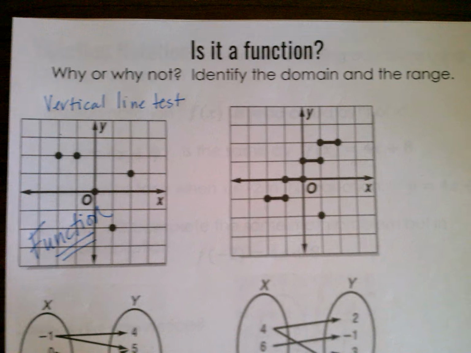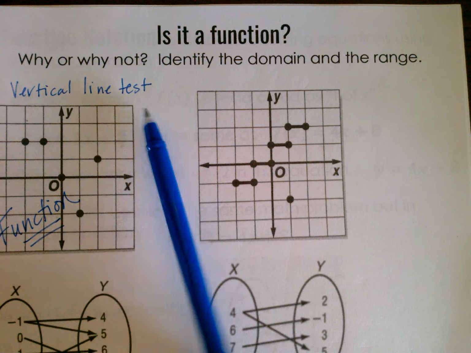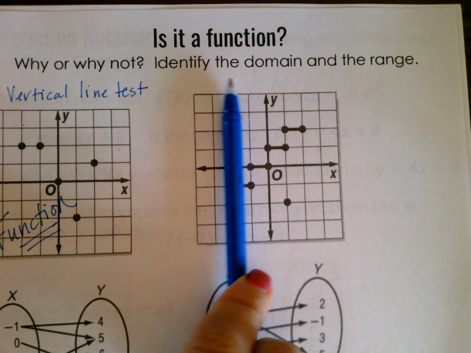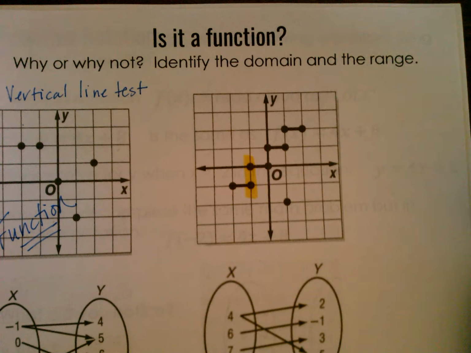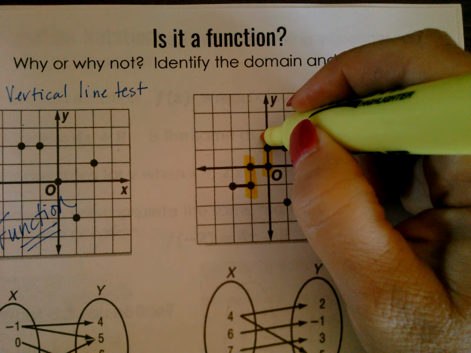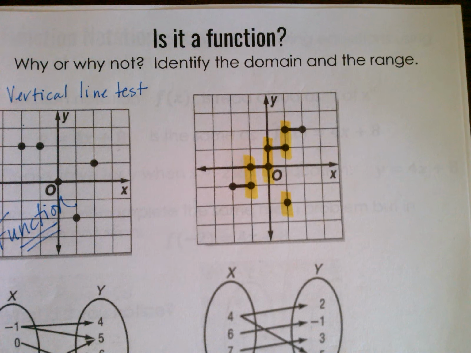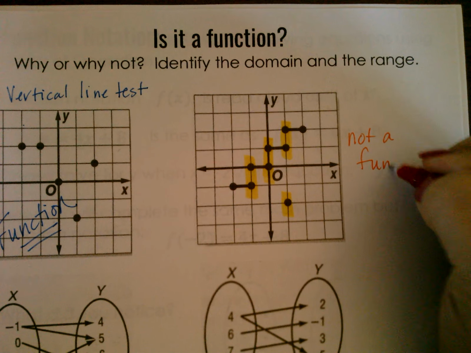When I look at the next one, if I put my pencil on the left and slide to the right, I notice in a few spots as I travel over, my pen would fall on these 2 points at one time, those two. Here it would fall on all 3 at one time. When that happens, that is not a function.